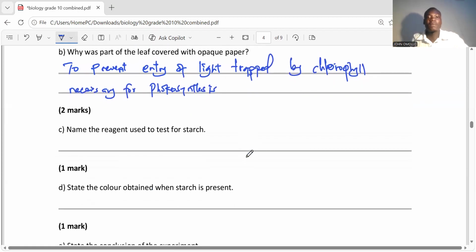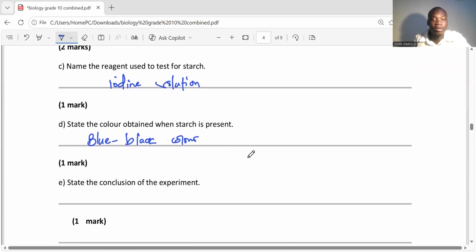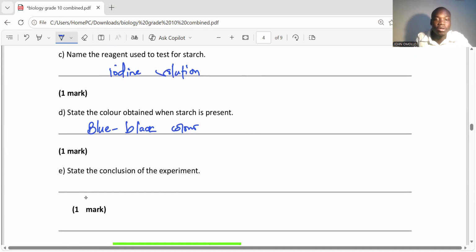Name the reagent used to test for starch. That question is even repeated. Iodine solution. State the color obtained when starch is present. This one again is repeated. Which color? When starch is present, we talked about blue-black color. Last question or what? I don't know. State the conclusion of the experiment. So we can conclude that light is necessary for photosynthesis.